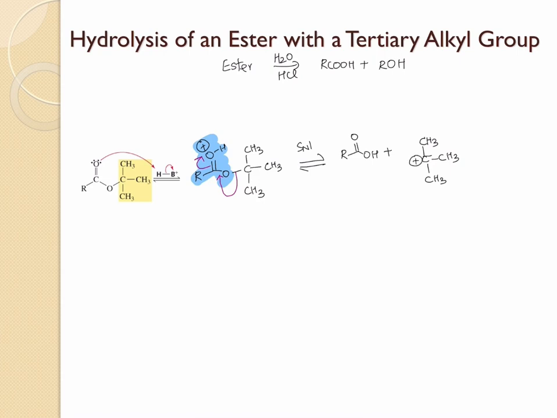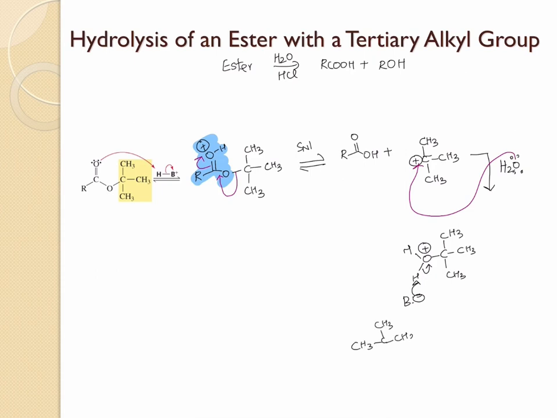Now in the next step, the second step of the SN1 reaction takes place, which is basically reaction with a nucleophile. Here water is the nucleophile which attacks this carbocation. And this is basically a protonated alcohol which will be deprotonated using the base. And it will finally give us the alcohol that we want. Okay, so the two products that are obtained here are the carboxylic acid and the alcohol.